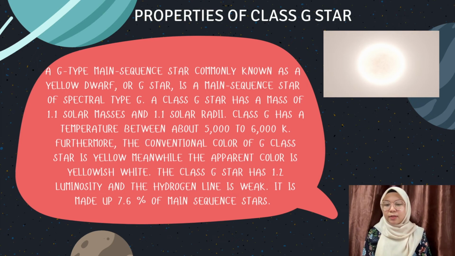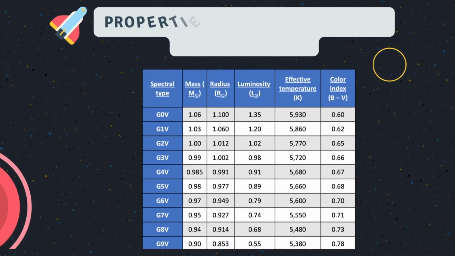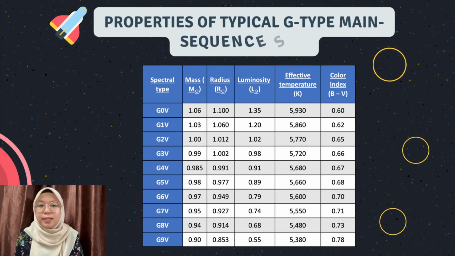It makes up 7.6% of main sequence stars. For the properties of a typical G-type main sequence star, you can refer to the table shown here.